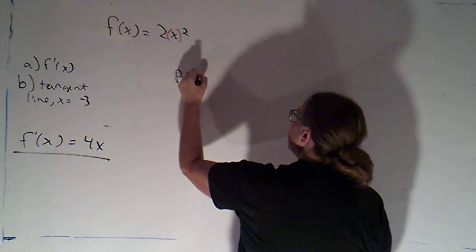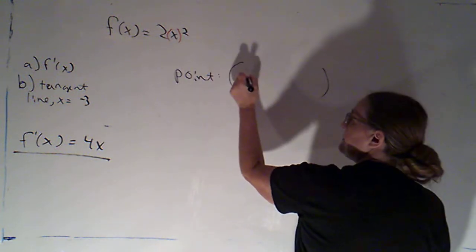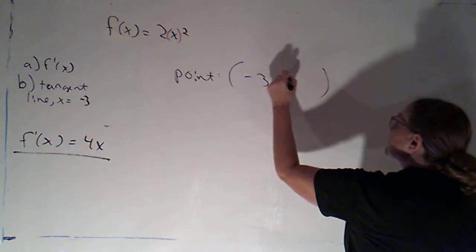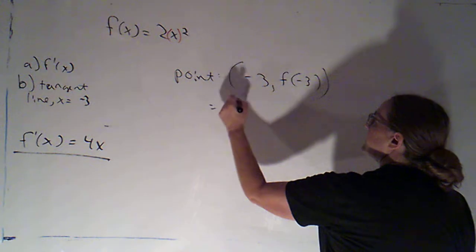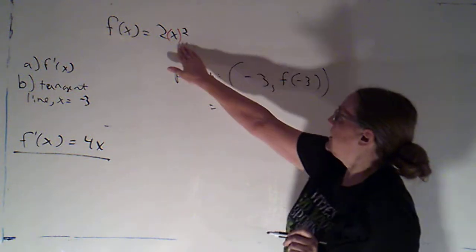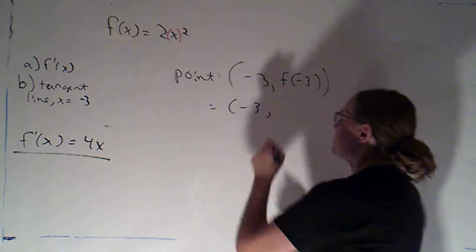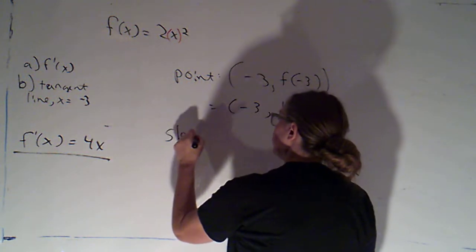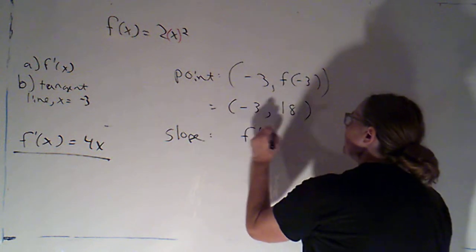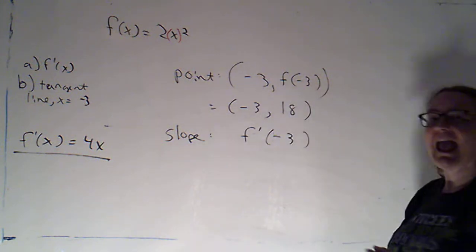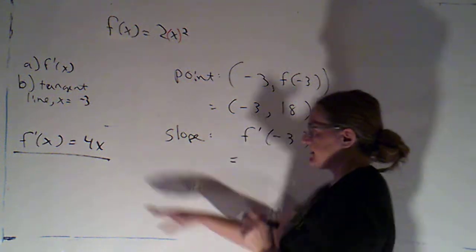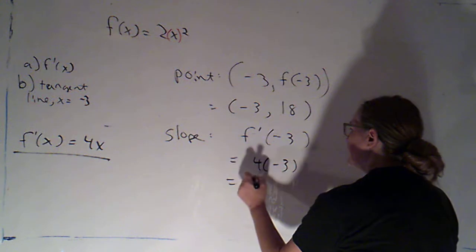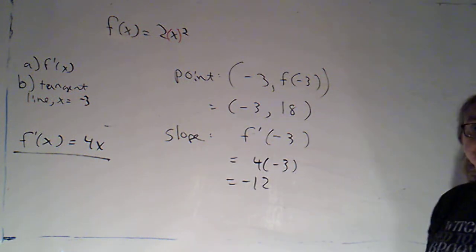So for my point, well, I was given the x value. It was -3. To find the y value, I'm just going to plug into f. So that's going to give me negative 3. Negative 3 squared would be 9, times 2 would be 18. The slope is just going to be f prime evaluated at negative 3. So since I found a formula for f prime, I can just plug into that. That's 4 times negative 3. That's going to be negative 12.